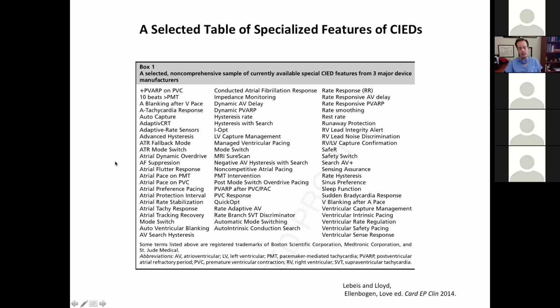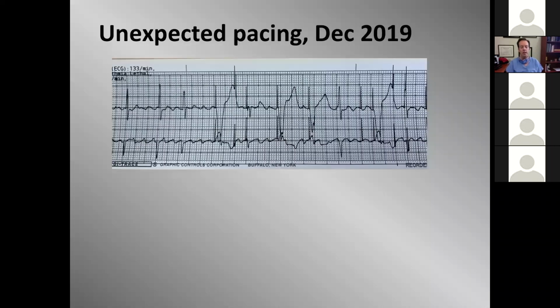I don't expect our trainees to come out knowing every detail. I certainly don't, but it's important to know that they're out there. Let me show you an example of how painful this can be. Now, here's a patient from Christmas 2019 that had AFib and a dual chamber Boston Scientific device. It's showing AFib and occasional V pacing and a bizarre A pacing here, AV pacing.